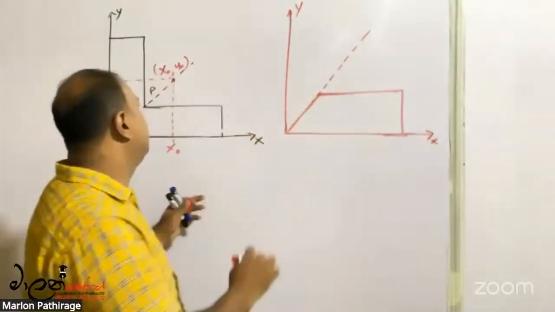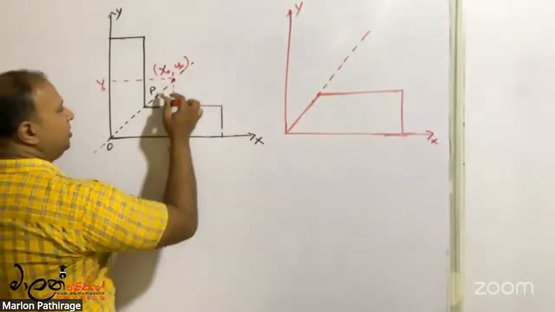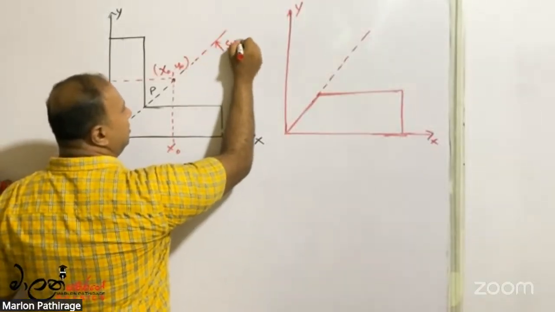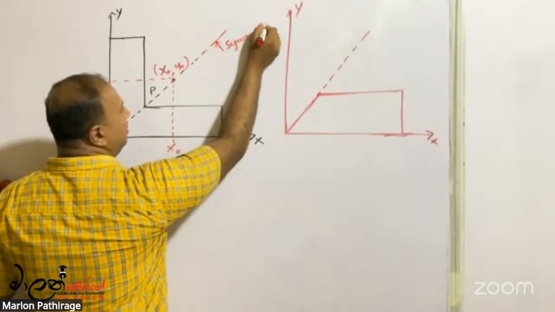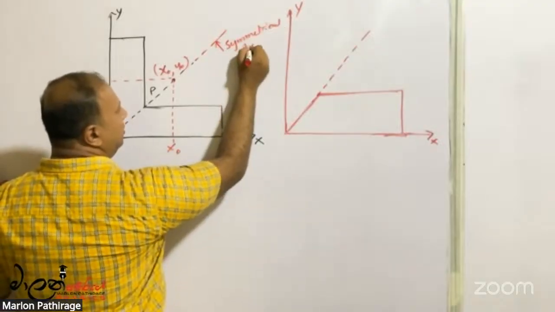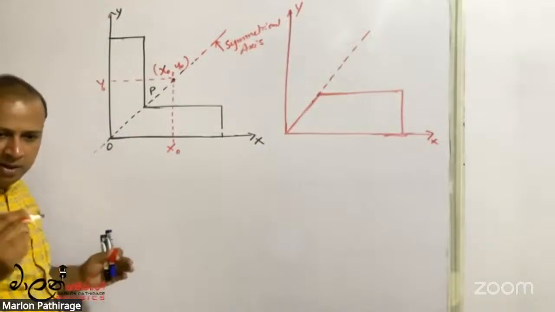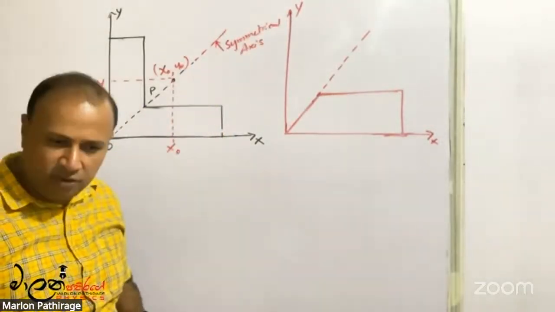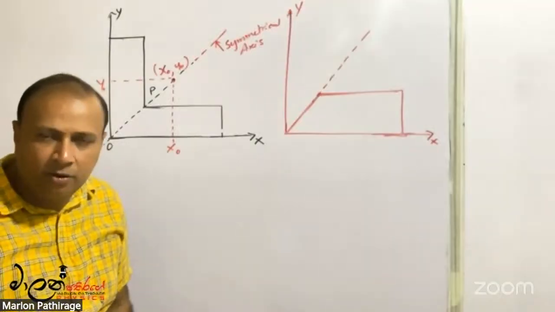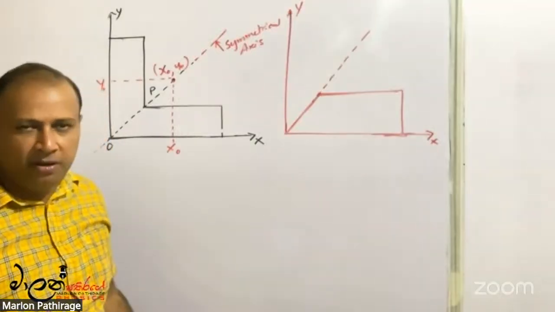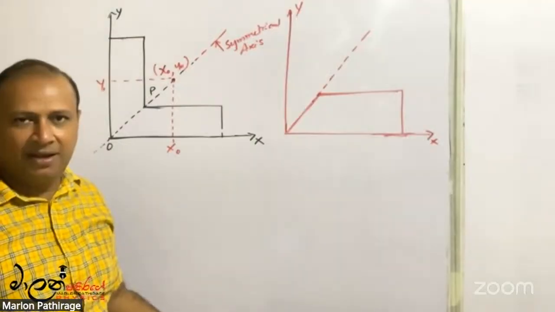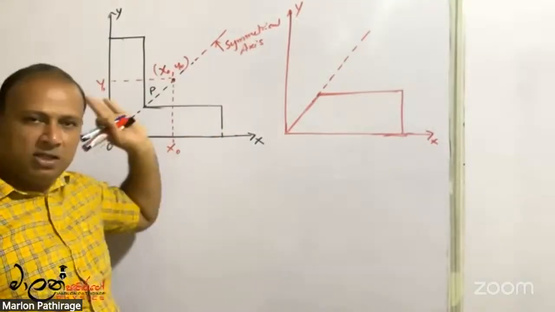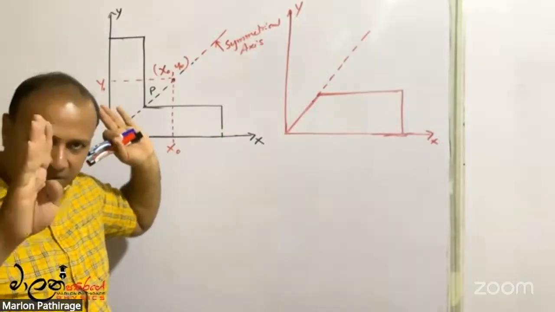So you know this is the symmetrical axis. Therefore, the initial center of gravity should be located on the symmetrical axis. That is very clear. I don't know the exact location of x naught, y naught, and I don't want to know. But you have to know it should be on the symmetrical axis. If it is clear, please raise your hand.